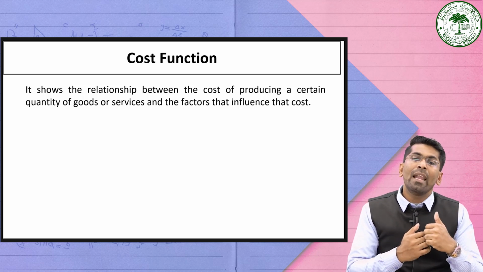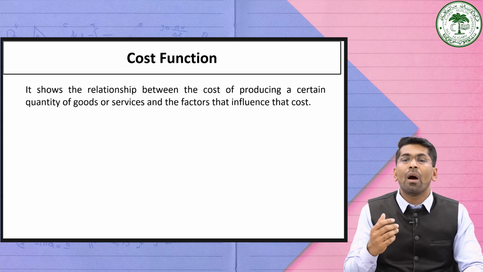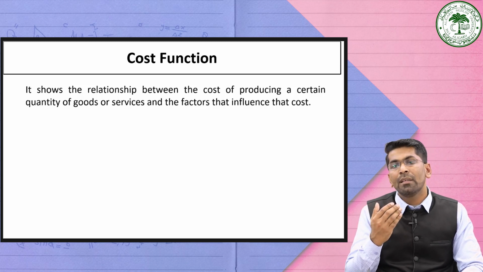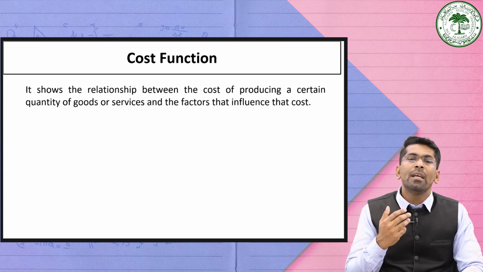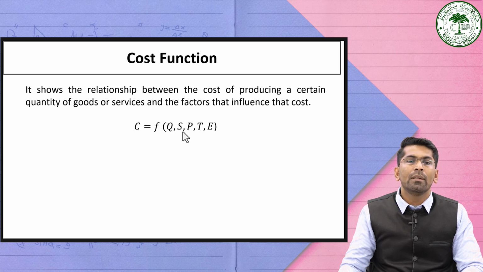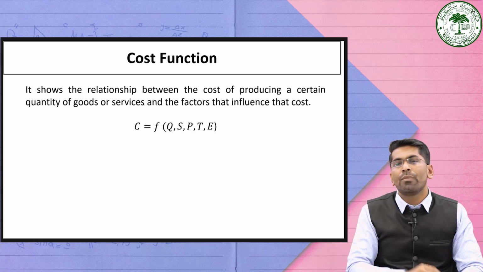So it expresses the relationship between the cost and its determinants such as the level of output, the plant size, input price, technology and managerial efficiency, etc. So mathematically we can express it as cost is equal to a function of output, the plant size, price of inputs, technology, managerial efficiency, etc. So here C is the total cost, and it studies the behavior of the cost at different levels of output.